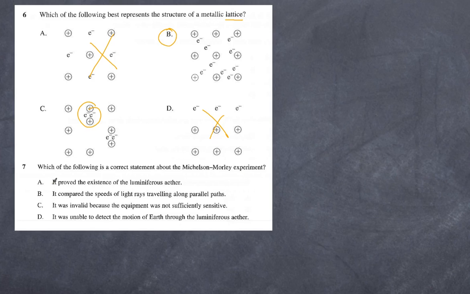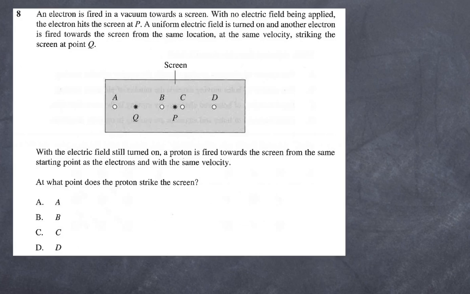It certainly did not prove the existence of luminiferous ether. In fact, they never actually were able to detect it. It did compare speeds of light, but the light that they compared traveled along perpendicular paths, so B is incorrect. Was it invalid? Well, I just made the point. It was actually a valid experiment, so that is incorrect. Ultimately, it was unable to detect the motion of Earth through the luminiferous ether, so that is our possible answer. The answer is D.